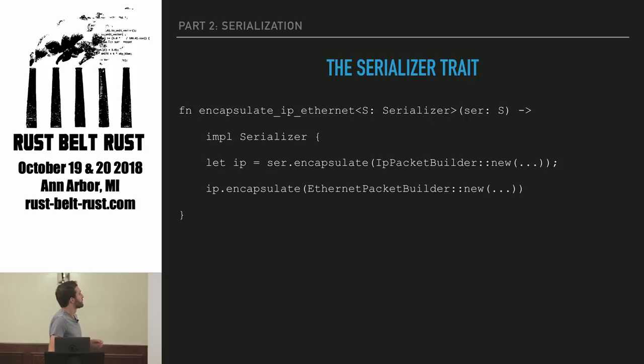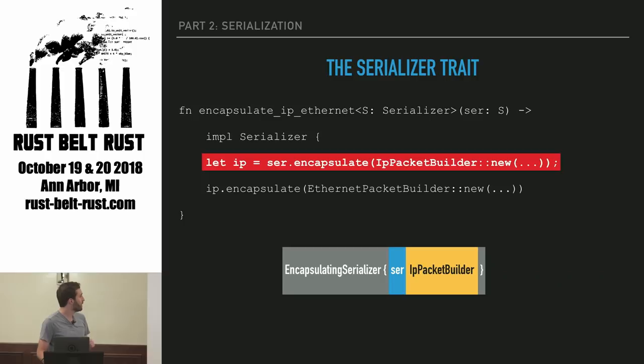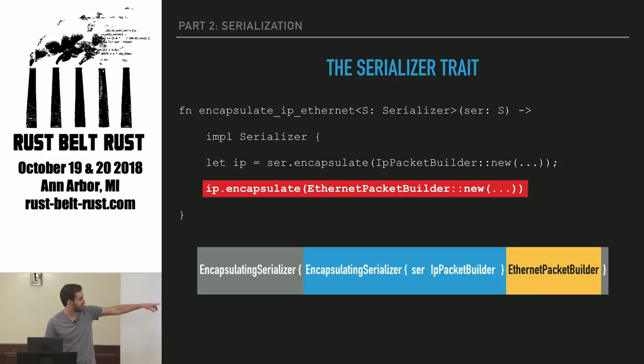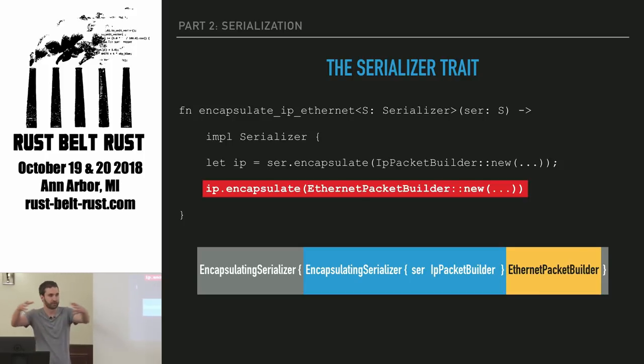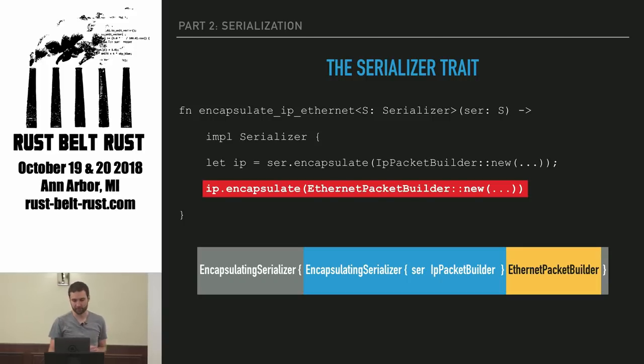Let's walk through a very simple example. So this is a sort of silly straw man example of a function that might construct a serializer. It takes a serializer in and then wraps it in IP and wraps that in Ethernet and then returns it. So we start off with a serializer called ser. We encapsulate it in a new IP packet builder. Remember that builder is the IP layer of the onion, and we get a new larger onion back, right? A new larger serializer. Then we encapsulate it again by adding yet another field, which is this Ethernet packet builder. The struct just keeps growing. We get the Ethernet packet onion, an even bigger onion, and we can now return it.